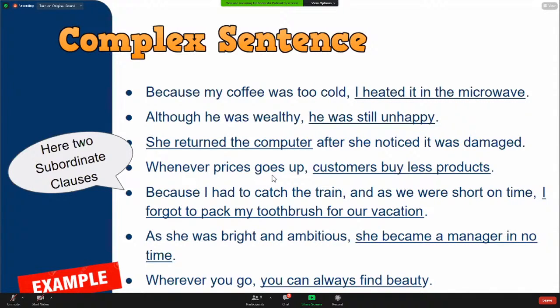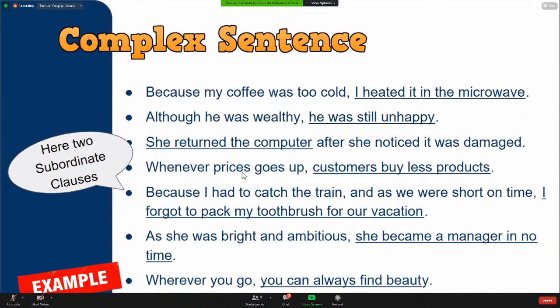Whenever prices go up, customers buy less products. If the meat price or the chicken price goes high, we will start reducing our quantity, and will consume less amount of chicken. Whenever prices go up, customers buy less products.